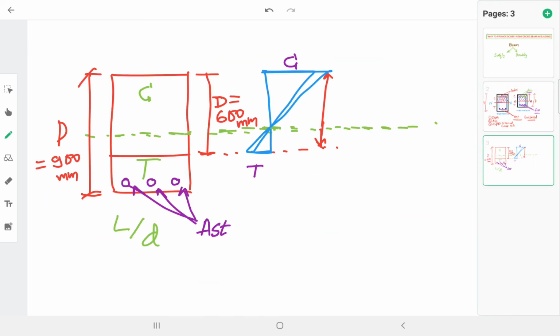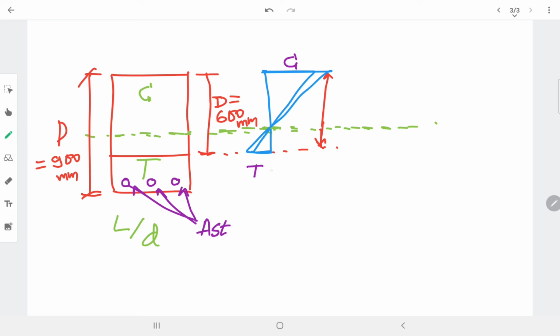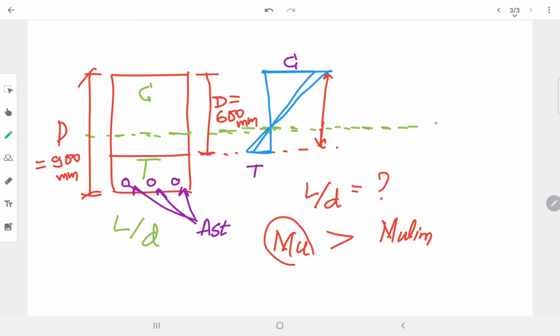One is the L by D ratio, length to depth ratio. Next one is moment. The main thing is moment. There is a limiting moment of resistance. Based on that we can easily find out: if the actual moment, that is the moment on the beam, is exceeding the limiting moment, in that case, that will be treated as a doubly reinforced beam.